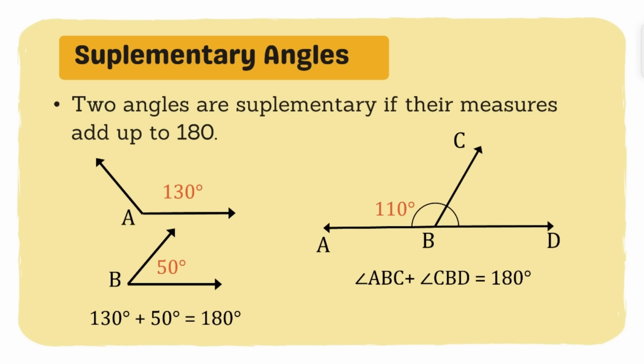Now, kung ang measurement ni angle ABC ay 100 degrees, ano kaya ang measurement ni angle CBD? How will you get it? All you have to do is to subtract 110 from 180. So anong sagot natin? Correct, it is 70 degrees. Therefore, we can say that 110 plus 70 degrees is equal to 180 degrees.